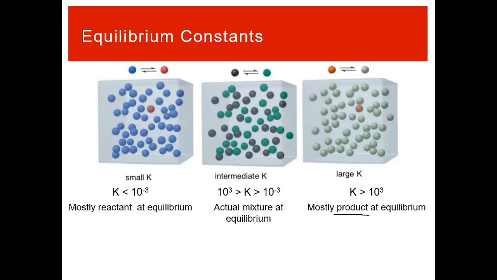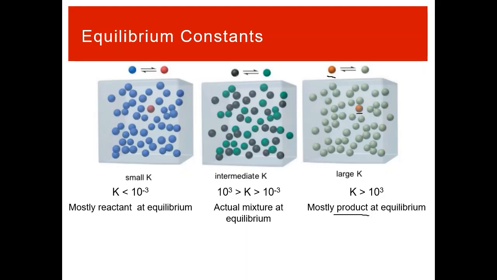For a lot of reactions, K is really large. What that means, if K is really big, is that almost all of the molecules are products. There's very few reactants left. So we can see the orange is just the one reactant that's left over.